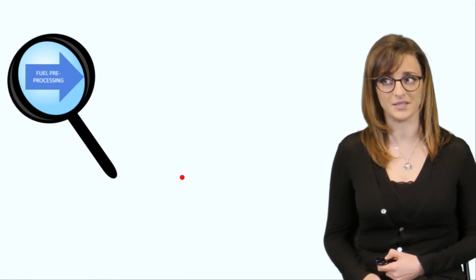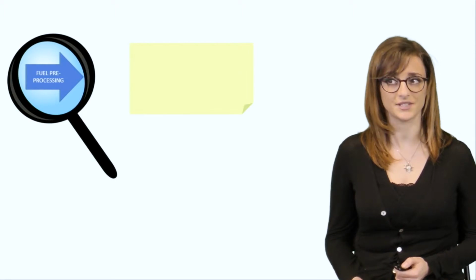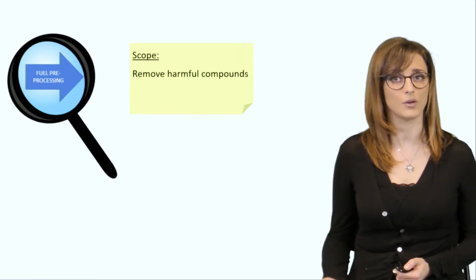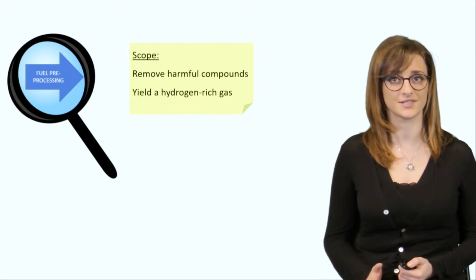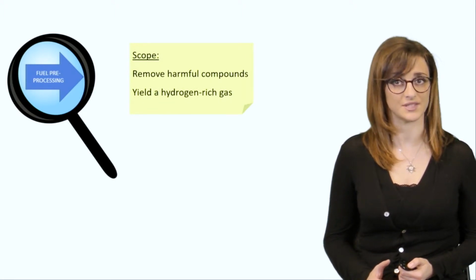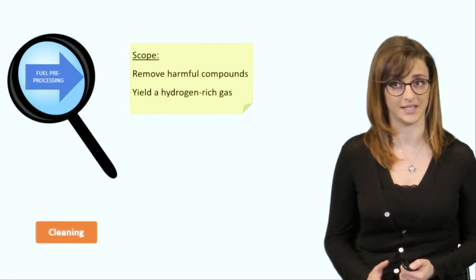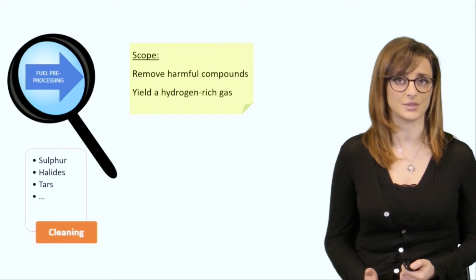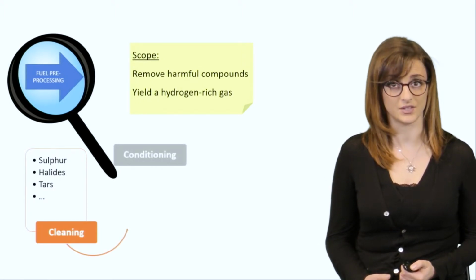So let's have a deeper insight into the fuel preprocessing stage. The main mission of that is to remove harmful compounds that may occur in all of the biofuels that we have mentioned before, but also to yield a hydrogen-rich gas that is more efficient in the fuel cell downstream. The first step in the fuel preprocessing line is cleaning. This will address sulfur compounds, halides and tars, and so on, according to the biofuels that we are considering in the specific application.